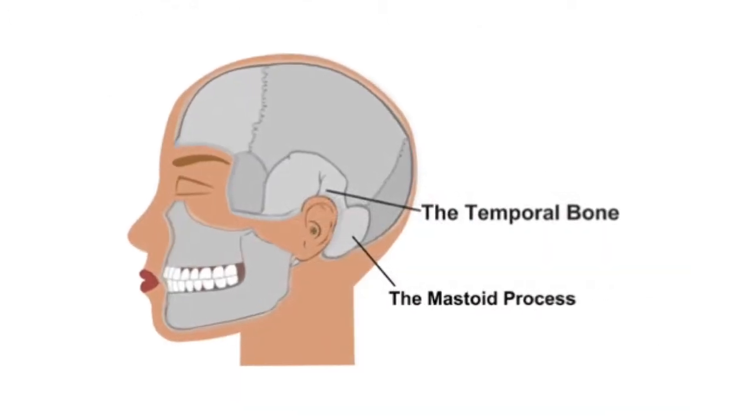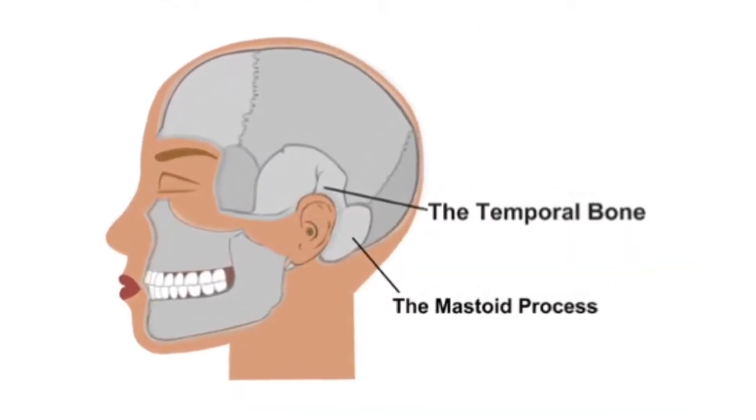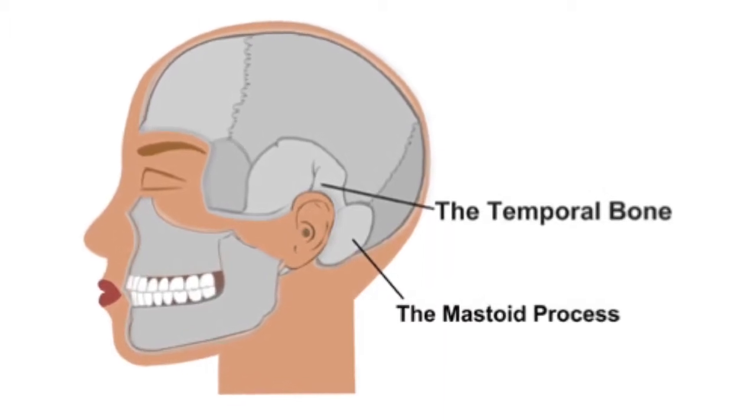The temporal bone is located at the base and sides of the skull and underneath the temple. It protects the inner ear from damage.